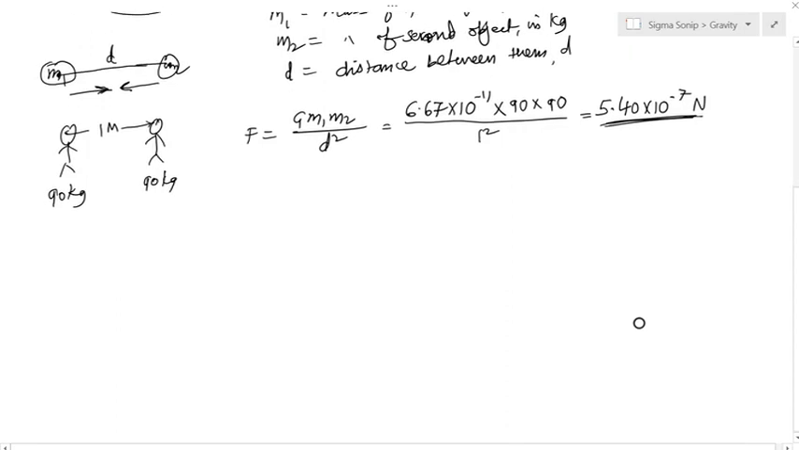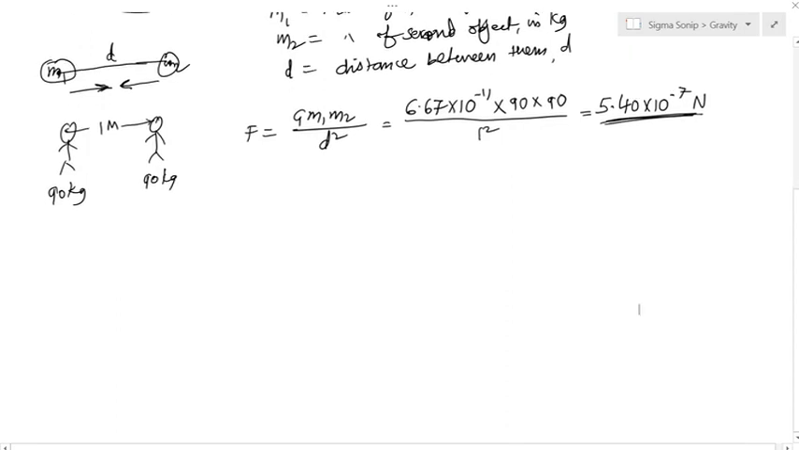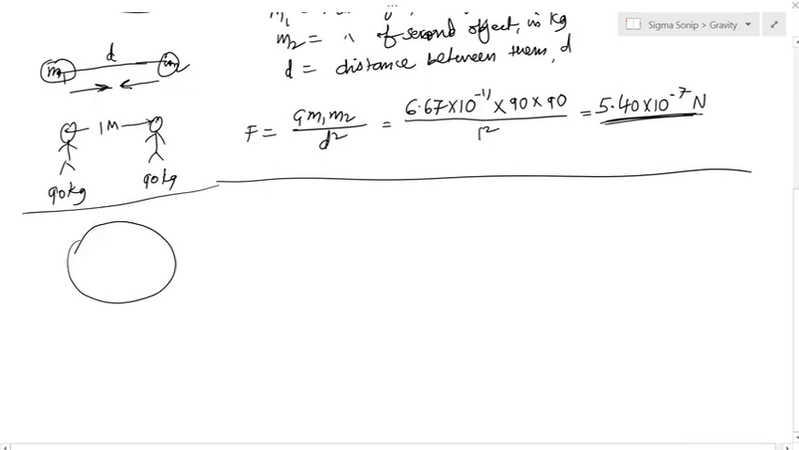But the same force gets bigger when the masses are bigger. So on a planetary level, when we are thinking about force between planets and stars, then this force becomes huge. So let us find out the force between Earth and the Moon. This is my Earth. We know its mass as well. The mass is 5.97 times 10 to the power 24 kilogram.